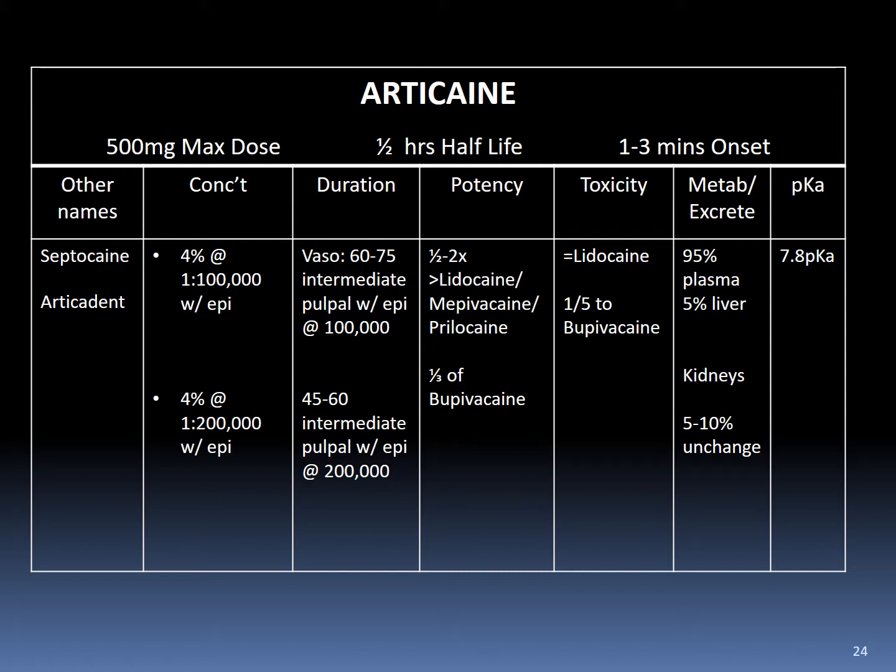The vasoconstriction time on it allows for about 60 to 75 minutes of pulpal anesthesia, which constitutes it as an intermediate duration drug. The 1 to 200,000 epi offers a little bit less time at 45 to 60 minutes, and again, it is still classified as intermediate. It is 1 1/2 to 2 times more potent than lidocaine, bupivacaine, or prilocaine. Its toxicity is similar to lidocaine, and it is metabolized in the liver, with 5% metabolized in the liver. The kidney secretion is 5 to 10% unchanged, and the pKa is 7.8.